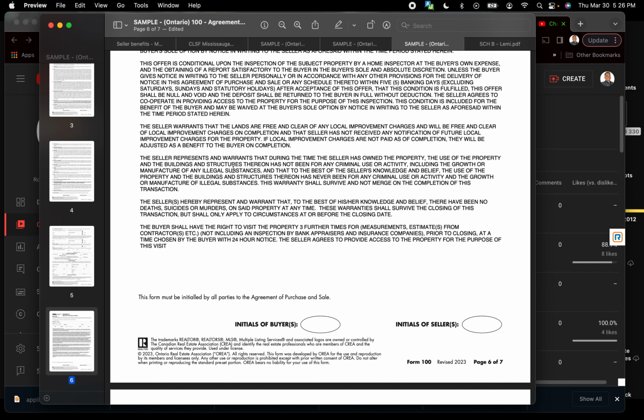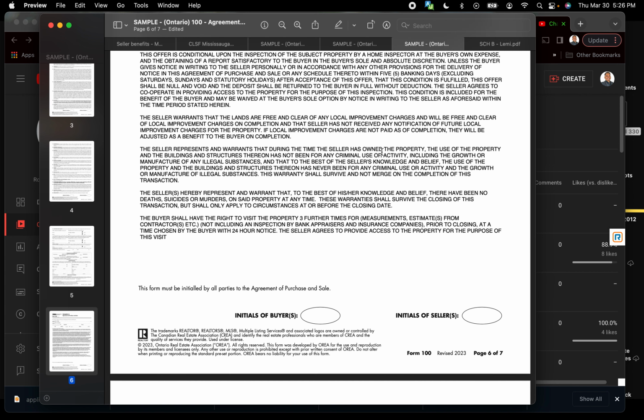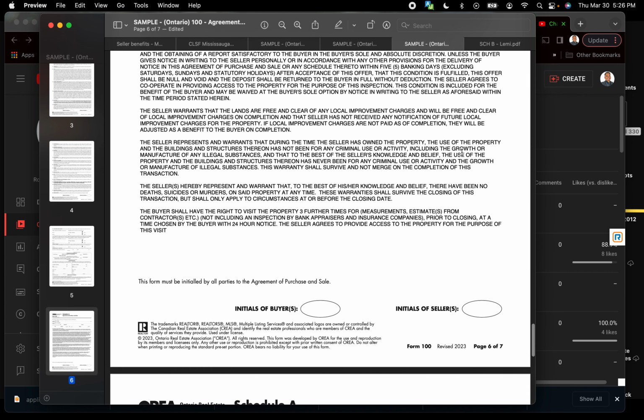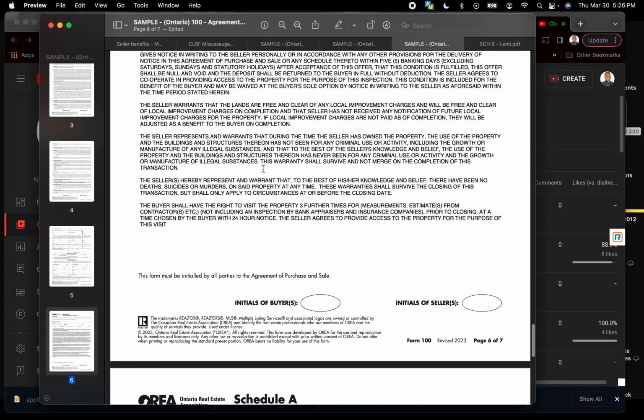Next is the seller represents and warrants that during the time the seller has owned the property, the use of the property and the buildings and structures thereon has not been for any criminal use, including the growth or manufacture of any illegal substances, and to the best of the seller's knowledge and belief that the use of the property and the buildings and structures thereon has never been for any criminal use or activity and the growth or manufacture of illegal substances. This warranty shall survive and not merge in the completion of this transaction. We just want to make sure that the home is not being used for any illegal activities. We're saying that the seller is agreeing and warranting that.